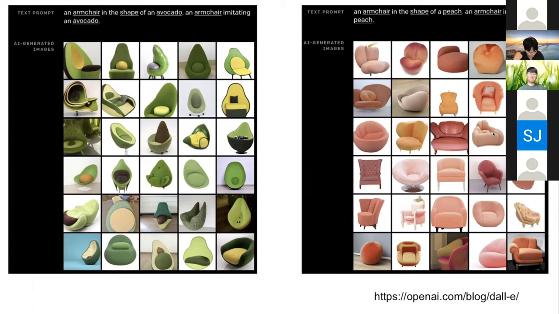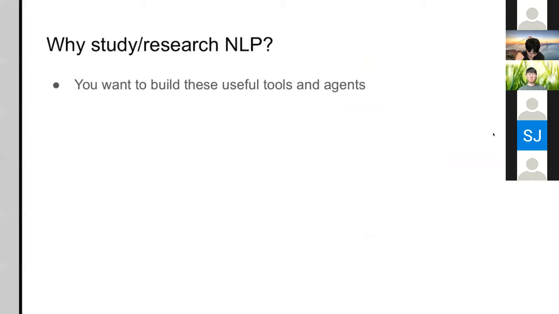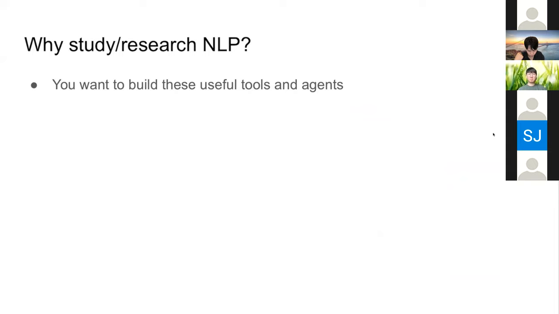Okay, so now we saw what NLP is and what NLP can do. So a natural question to ask yourself is, why study or research NLP? I think number one is quite obvious. We just talked about what NLP can do, and you want to build these useful tools and agents. And that's, of course, for creating new products, because whenever you create this and people find it useful, there will be really wonderful products. You can maybe do your startup, or you can make an existing product better by incorporating these AI technologies.